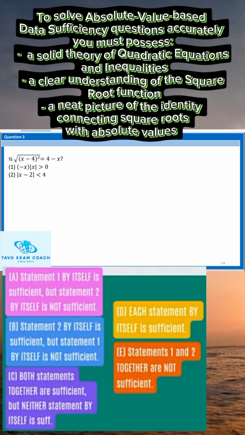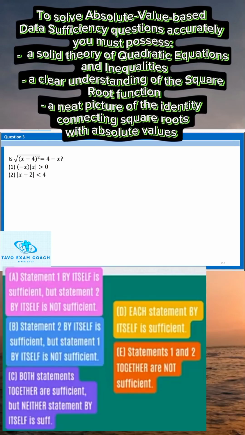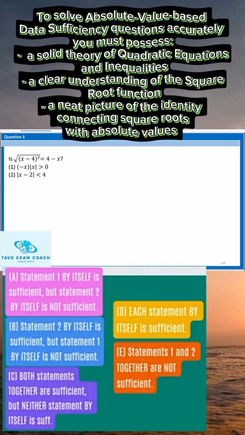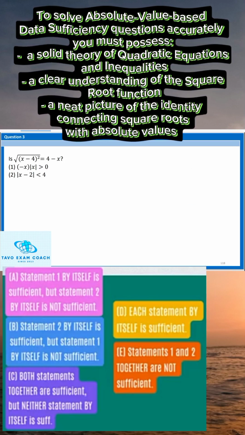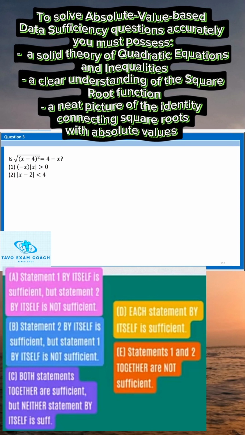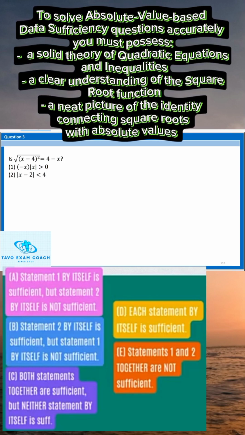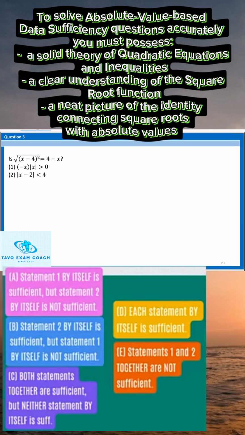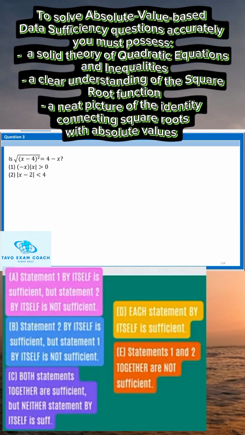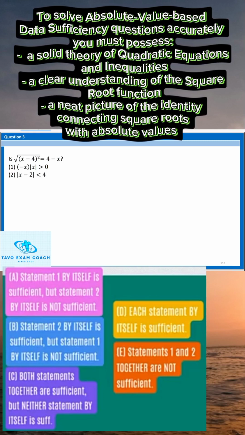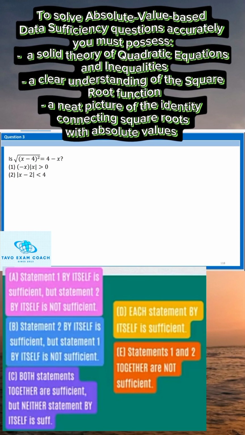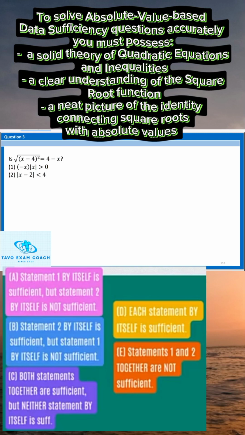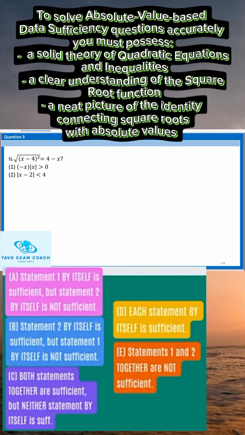Question 3. The question says, is the square root of the square of x minus 4 equal to 4 minus x? Statements 1 and 2 give some inequalities. Negative x times the absolute value of x is greater than 0, and the absolute value of x minus 2 is less than 4. Now you can think about a general strategy for data sufficiency questions in the GMAT.